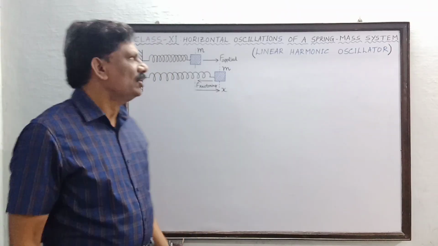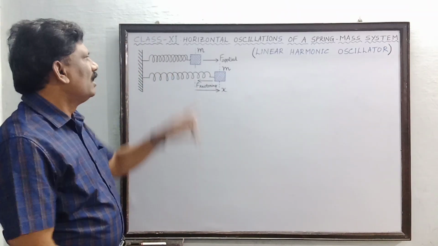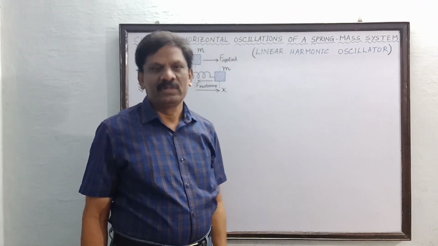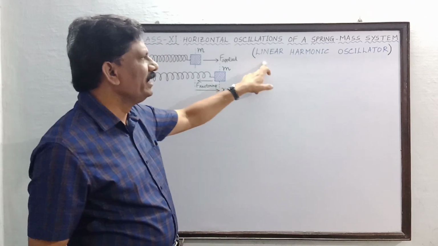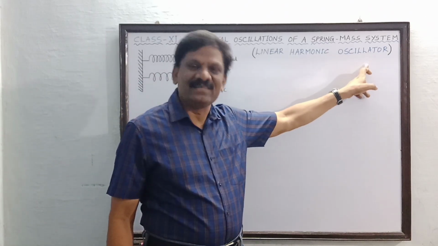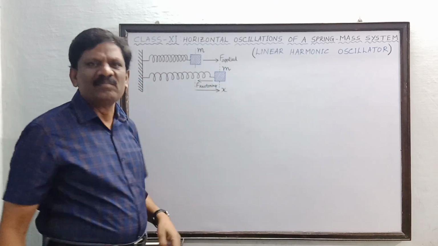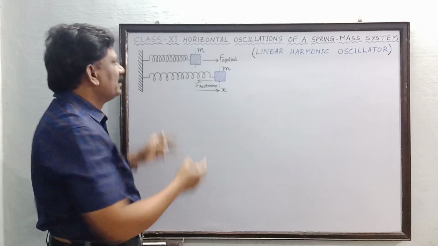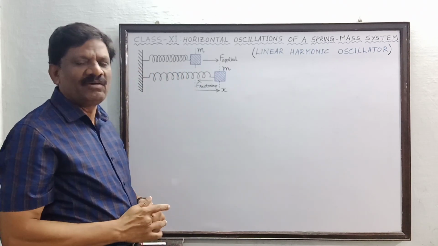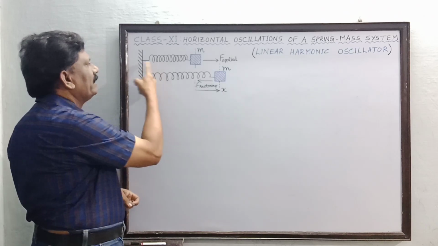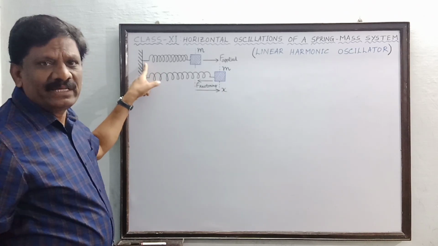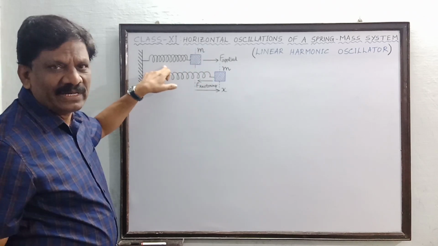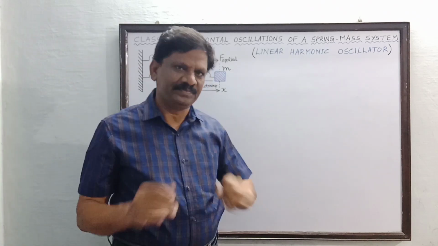Hi students, today we are going to discuss the horizontal oscillations of a spring mass system, which is otherwise called the linear harmonic oscillator. What is a spring mass system? A mass like a wooden block is attached to the free end of a spring whose other end is fixed. So this is the mass, this is the spring. So it is called a spring mass system.